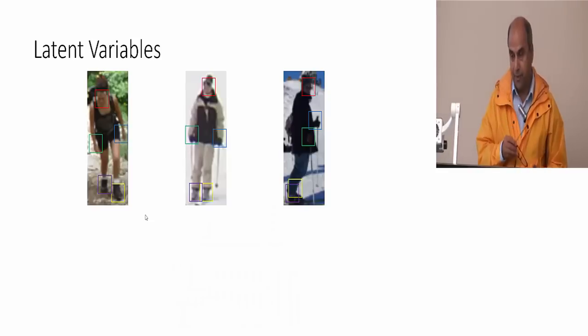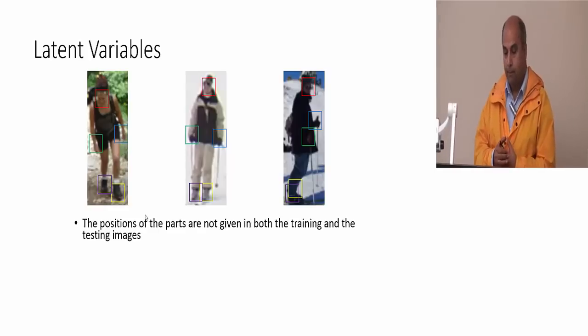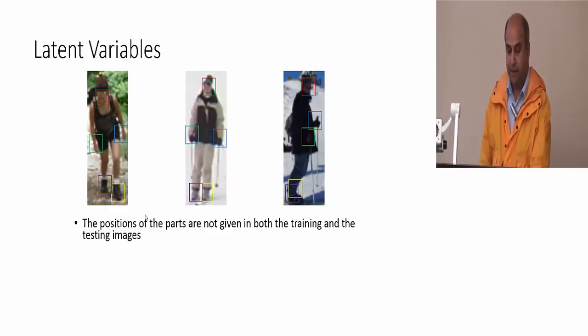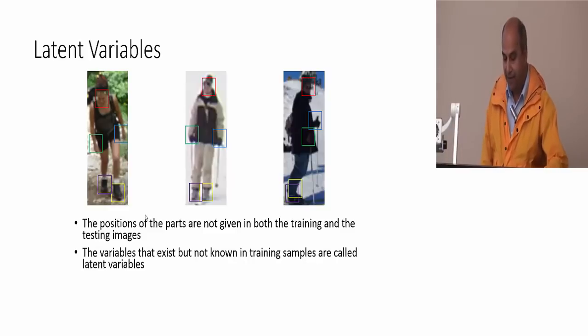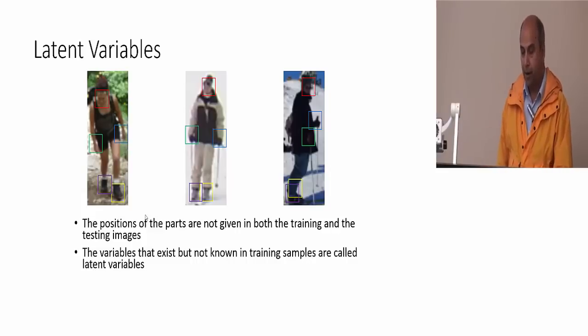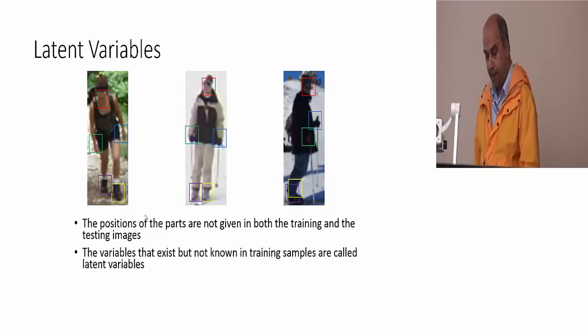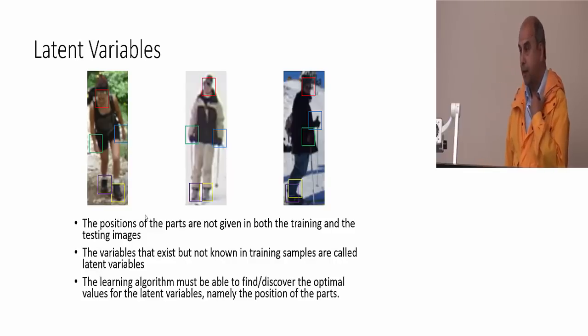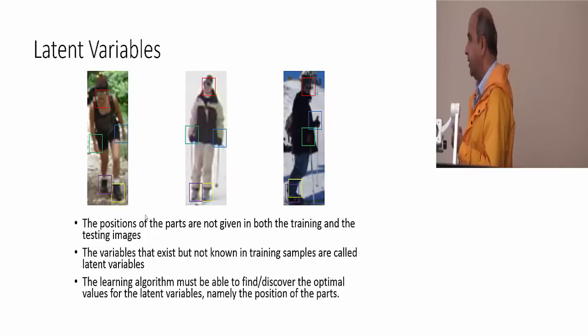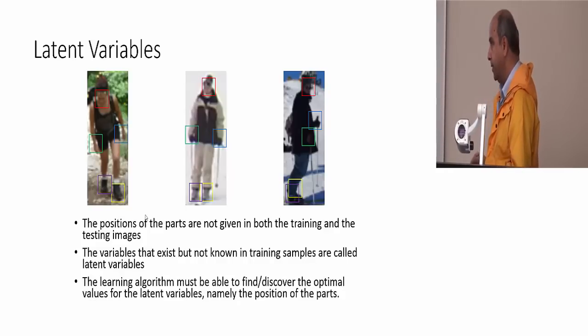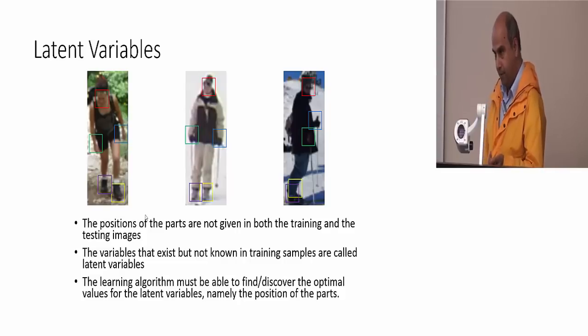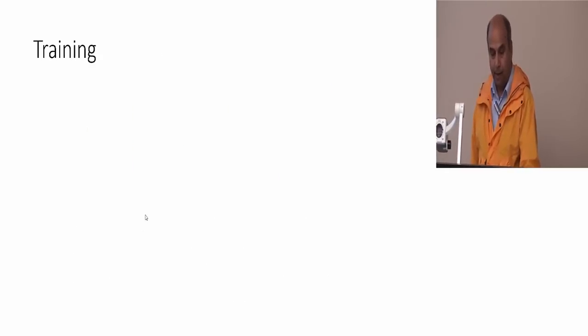So latent variables, hidden variables, unknown, are the location of the parts, and the position of the parts are not given in both the training and the testing images. The variables that exist but are not known in training samples are called latent variables. The learning algorithm must be able to discover optimal values of latent variables. These are the positions of the parts.